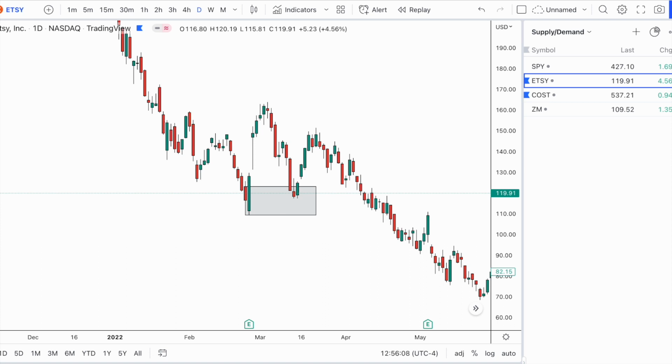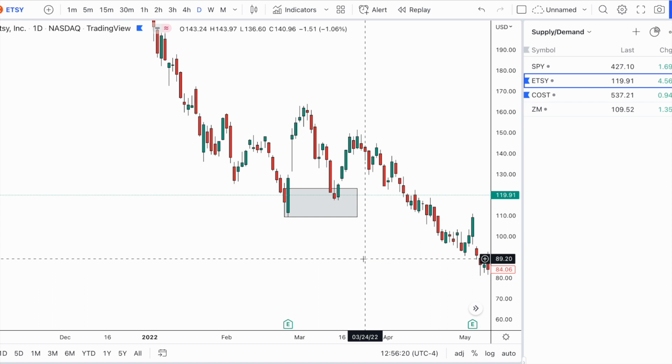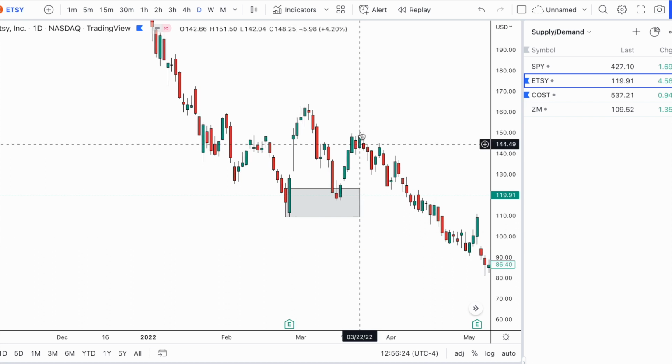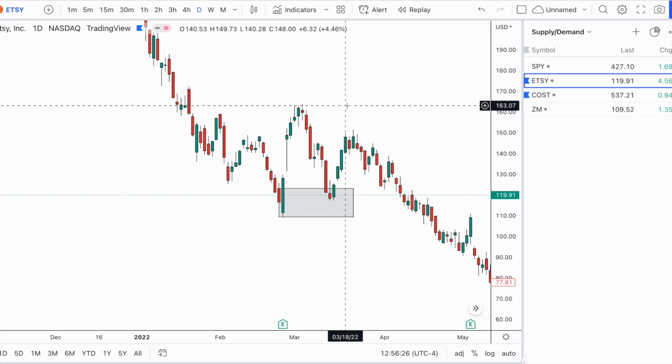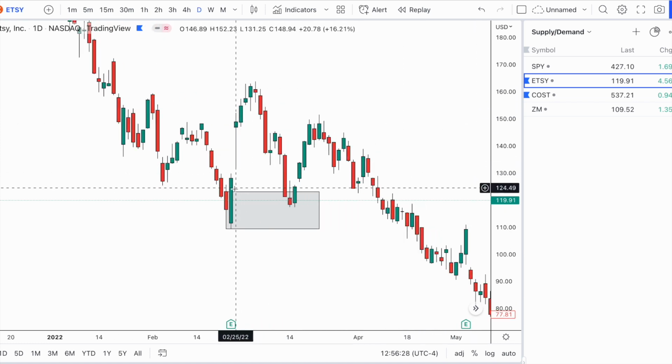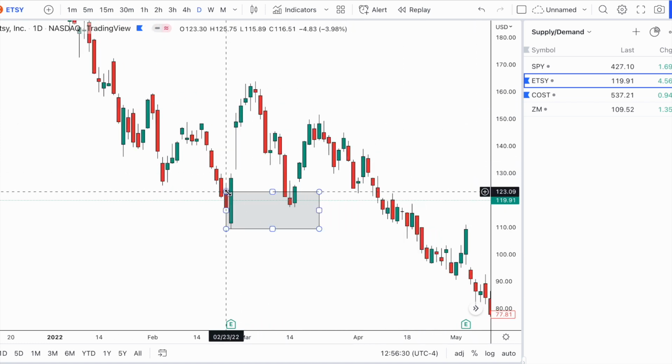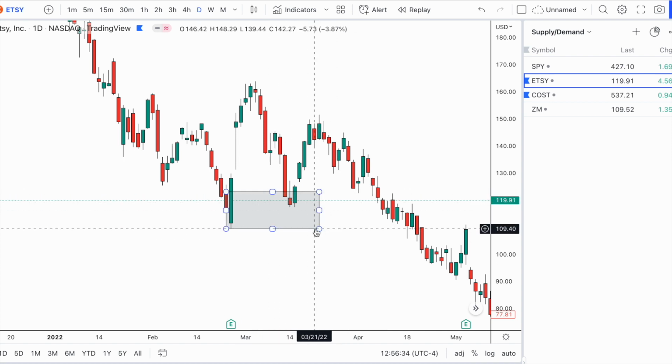This one is going to be on entries and stops for trading supply and demand. So when trading supply and demand, there's a very, very simple and easy way to tell where you should enter and where you should exit. So we're going to look at an example on Etsy right now. So you see we have this demand zone here at 123. So it goes from 123 down to 109, right? So very simple.